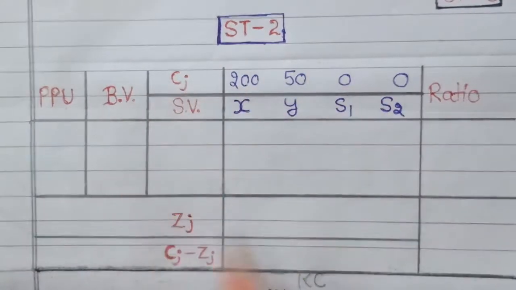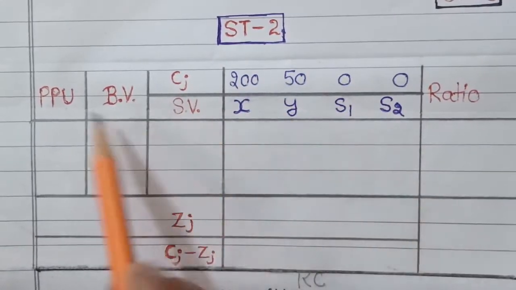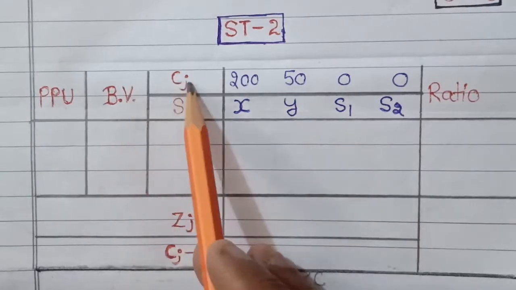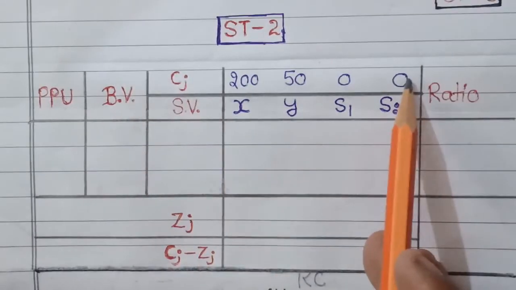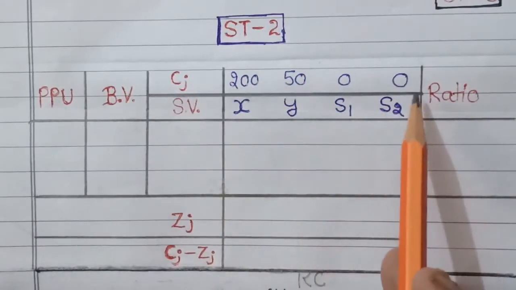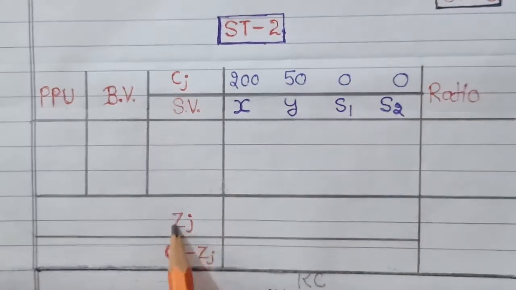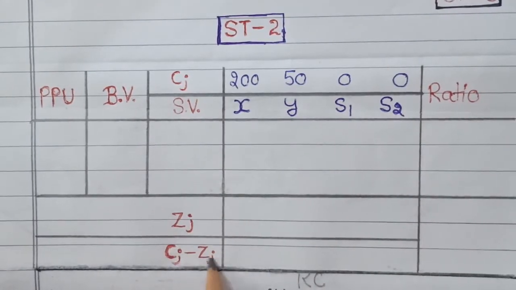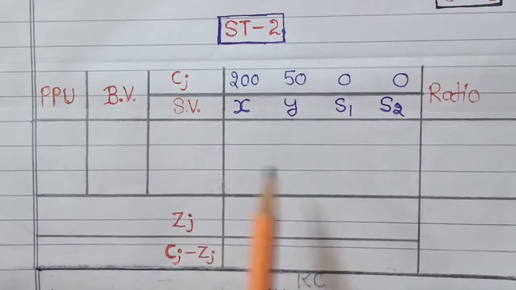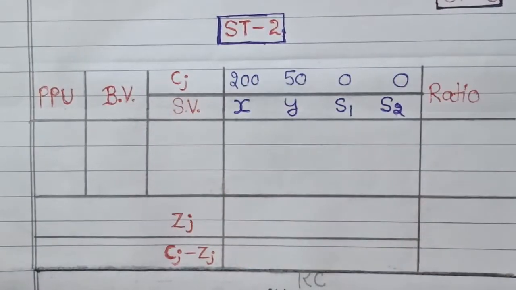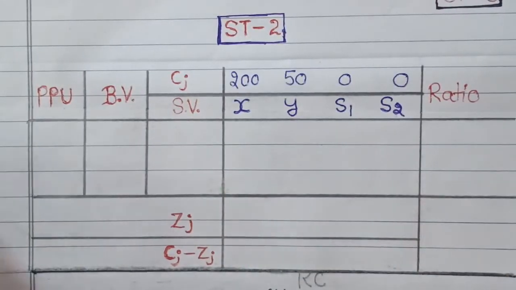Now this is the format of simplex table 2. It is similar to simplex table 1 initially. This is PPU, this is BV, this is CJ, this is SV, and as I have told you earlier, this portion will remain as it is. Now this is ZJ and CJ minus ZJ. First of all we have to make the key element unity.